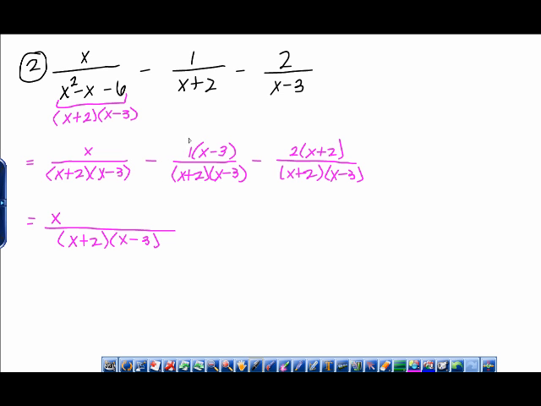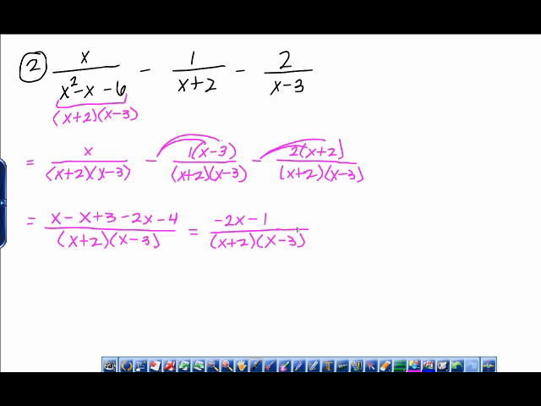This minus applies to everything. So it's almost like you're distributing the minus. So I have minus x plus 3. Same thing here. Minus 2x. Minus 4, because the minus and the 2 are distributing. And so let's simplify. So here I have x minus 2x. That's negative 2x. 3 minus 4, that's minus 1 or negative 1, over x plus 2 and x minus 3.